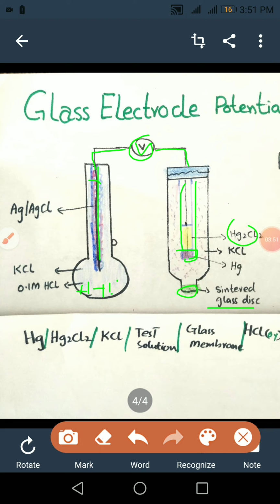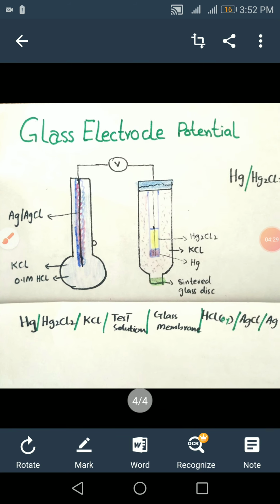So the answer is, if we keep the potential of silver chloride constant, and we know this potential, then if we put this system in a test solution, the potential change will actually be the potential across this membrane, right? So the main point is to keep all other potentials constant except the potential developed across this boundary, so we can calculate the given H plus concentration.